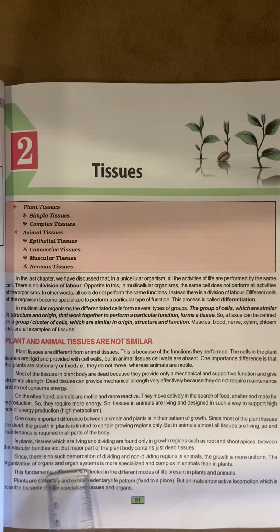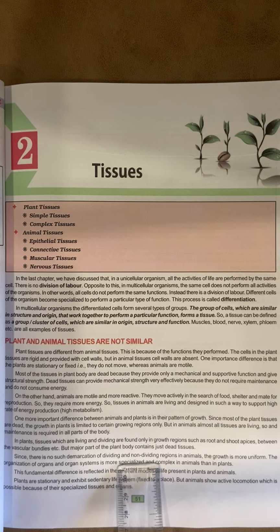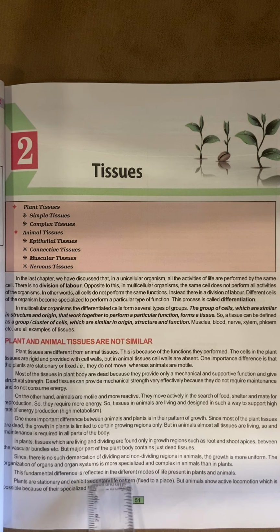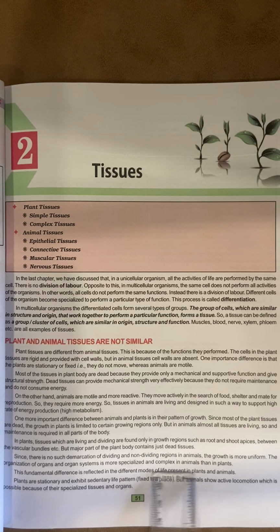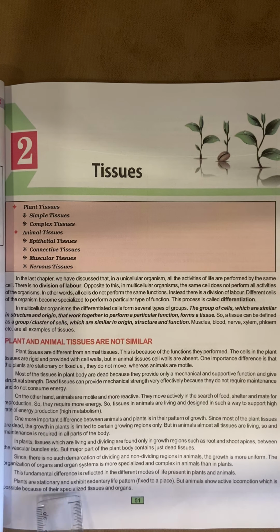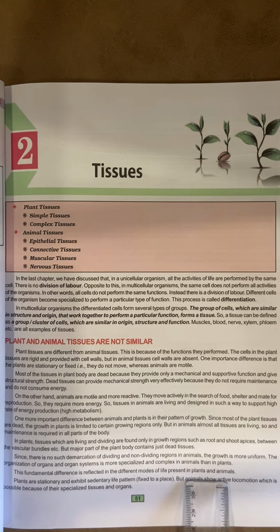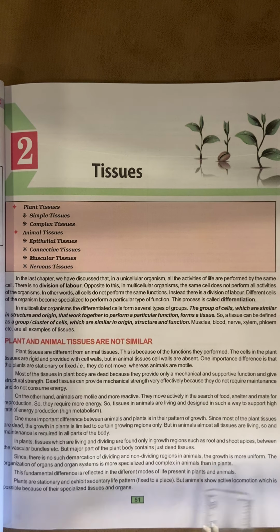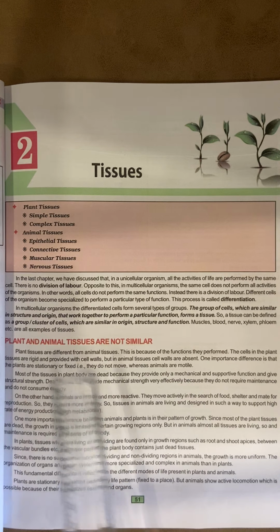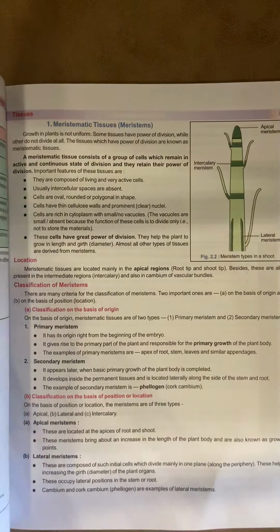So the organization of the organs and the organ systems is more specialized. So they have special locations and are complex in animals than in plants. So this fundamental difference is reflected in the different modes of life which is present in plants and animals. That is, the plants are stationary, they exhibit a sedentary life, they are fixed to a place, but animals show active locomotion, which is because of their specialized tissues and organs. So these are the main differences between plant and the animal tissues.